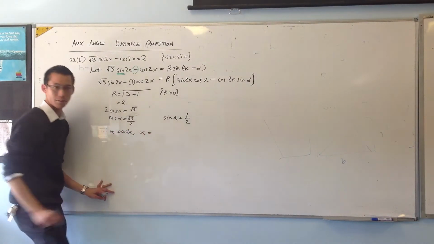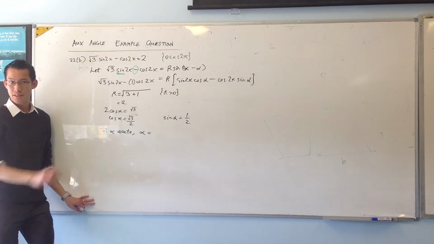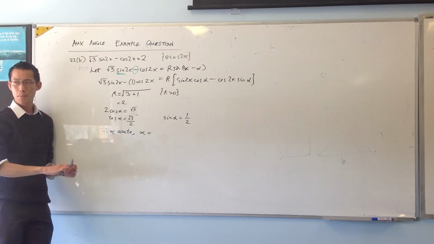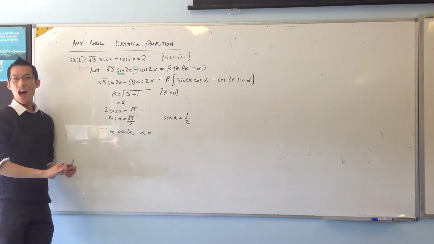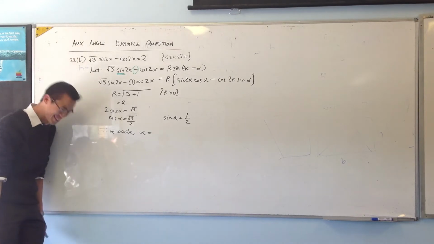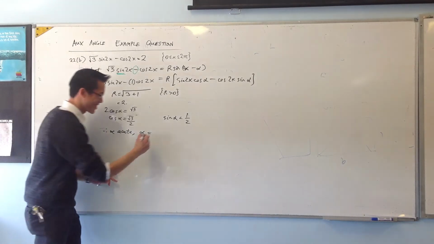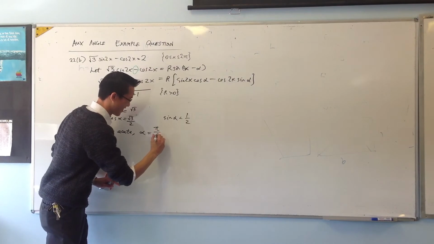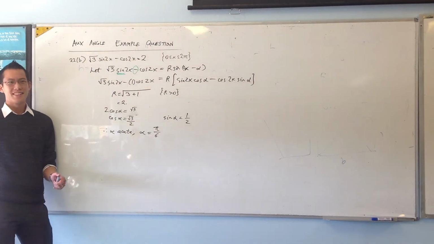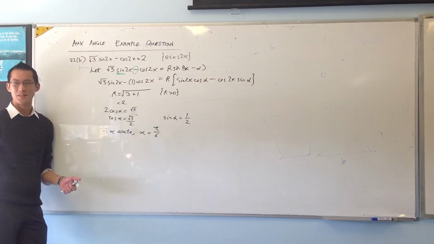So what is alpha? Radians. Pi on 2. Don't bring me out here. Pi on 6, hooray. Okay. Gives me a real nice warm fuzzy feeling when I see my students getting the right answer.